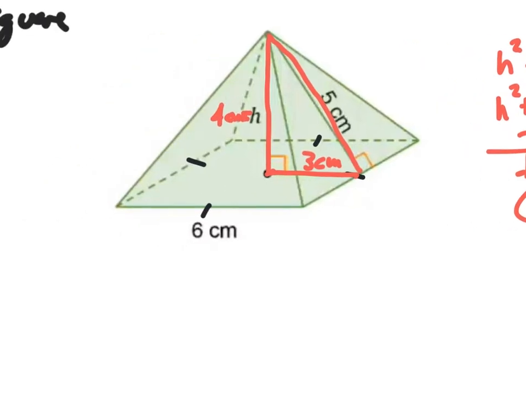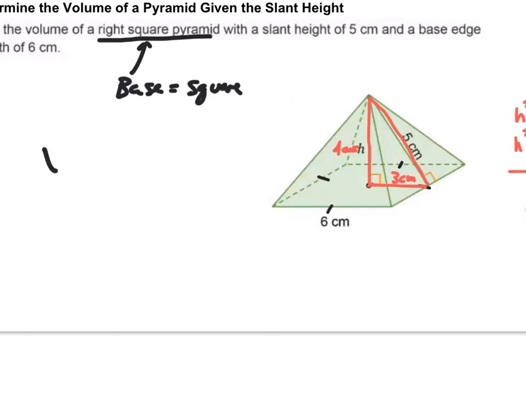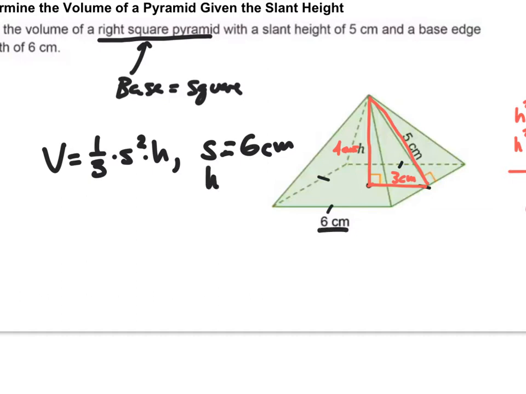So now we can calculate the volume now that I have my height. So the volume is 1/3 times my side length squared times my height. Well, my side length is equal to 6 centimeters, I get that value here. My height is equal to 4 centimeters, we just found that. So I'm going to plug those in. So I get volume is equal to 1/3 times 6 squared times 4.